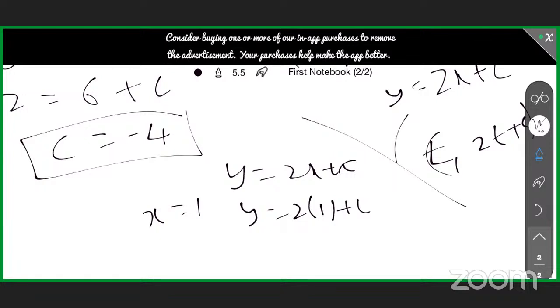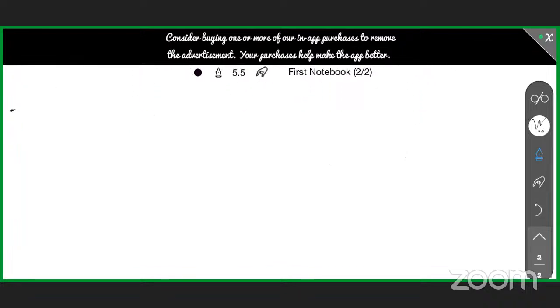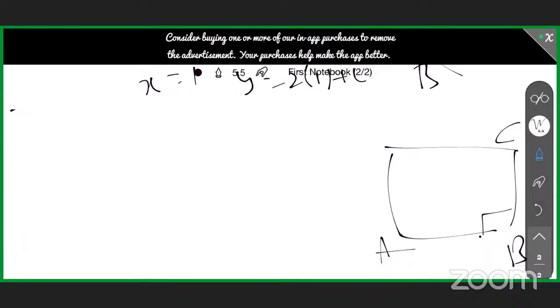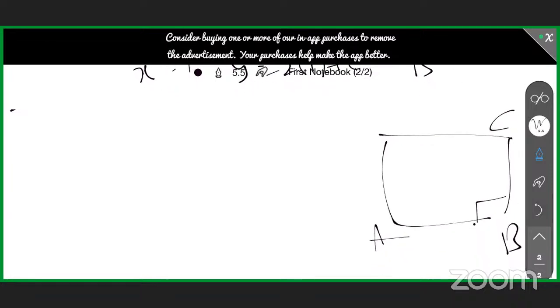So I'll take this point as my point B. Therefore, in a rectangle, sorry, it has become a square, we know that these two lines, AB and BC, are perpendicular. Therefore, the product of the slope of AB and the slope of BC should be minus 1.